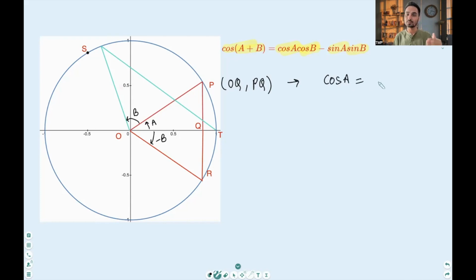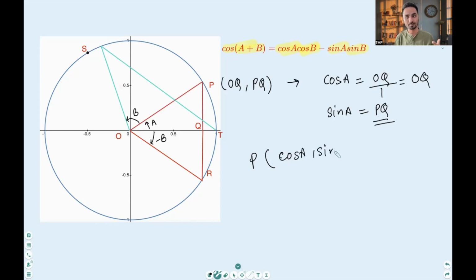Why? Because cos A is the adjacent side, which is OQ in triangle POQ, divided by the hypotenuse, and the hypotenuse is the radius of the circle here, which is 1. So cos A is the same as OQ, and similarly we can easily prove that sin A is the same as PQ. That means the coordinates of point P can be given by cos A, comma, sin A.